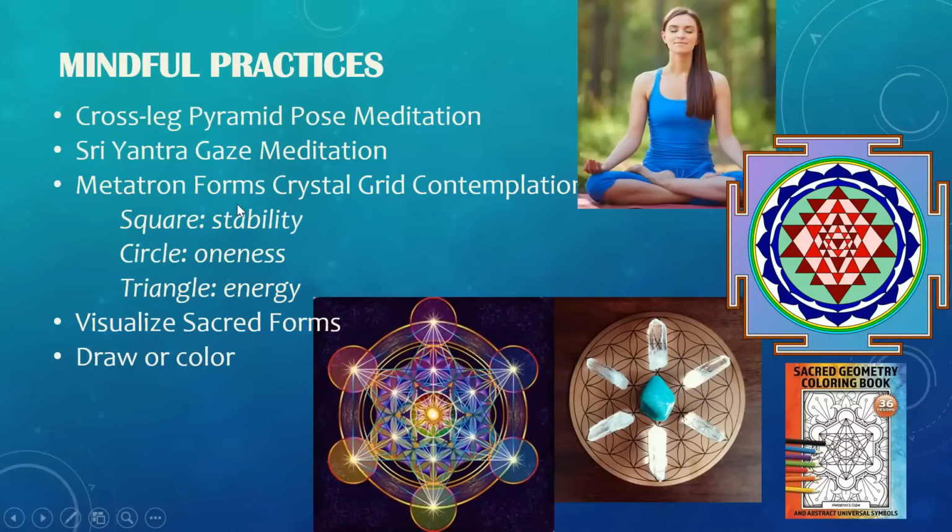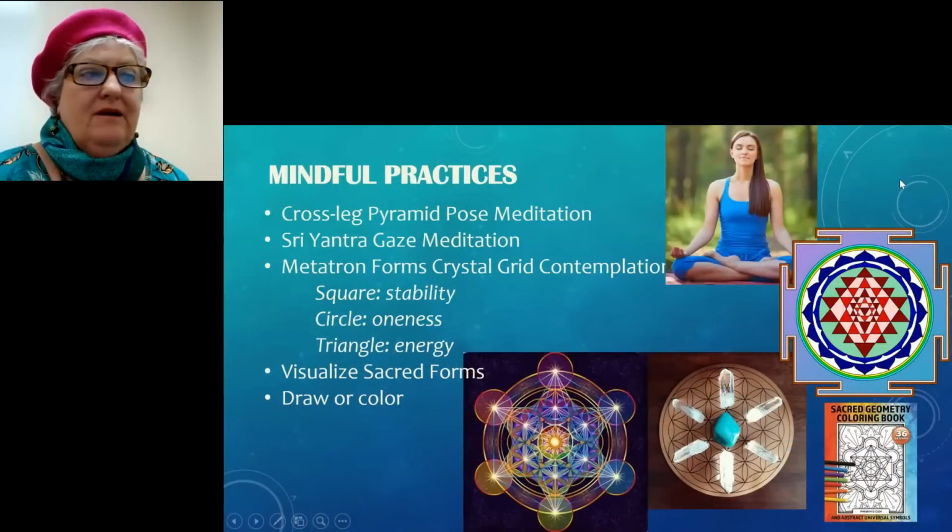Another is Metatron forms and crystal grid contemplations, where you can make a crystal grid to emanate and express any intention or inquiry. Squares are known for stability, circles are known for oneness, triangles for energy. We can visualize sacred forms like the Metatron cube here, or we can simply draw and color, which is becoming a very popular form of meditation and relaxation. There are other forms, of course, but these are some things that we can do to build an acquaintanceship with the principles of sacred geometry.